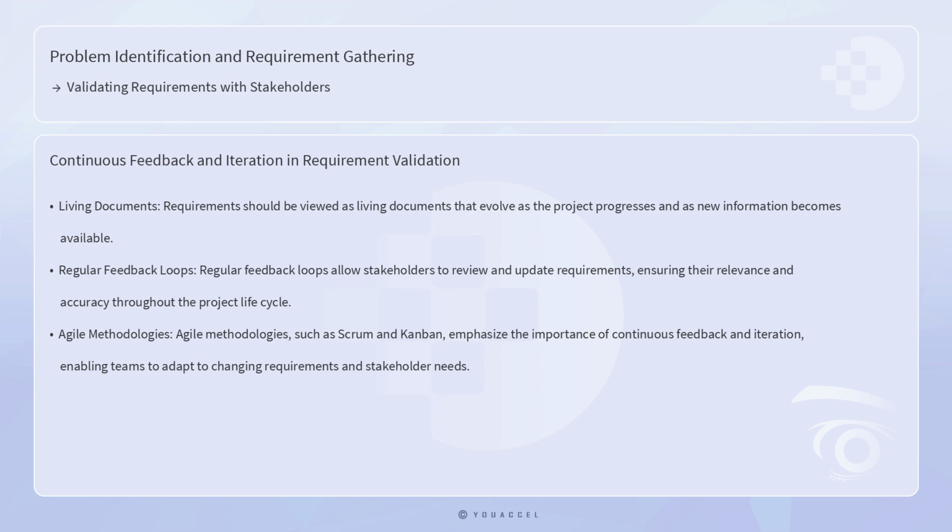Finally, continuous feedback and iteration are essential components of the requirement validation process. Requirements should be viewed as living documents that evolve as the project progresses and as new information becomes available. Regular feedback loops allow stakeholders to review and update requirements, ensuring their relevance and accuracy throughout the project lifecycle. Agile methodologies, such as Scrum and Kanban, emphasize the importance of continuous feedback and iteration, enabling teams to adapt to changing requirements and stakeholder needs.